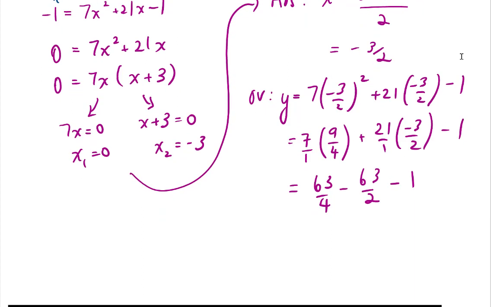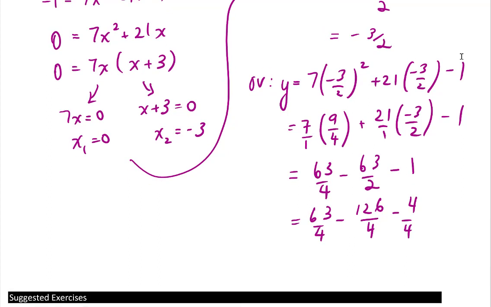So the next part is we need a common denominator. So that's 63 over 4 minus 126 over 4 minus 4 over 4. And now we get to solve for our vertex. And this gives us negative 67 over 4. This tells us that our vertex this time is negative 3 over 2 and negative 67 over 4.